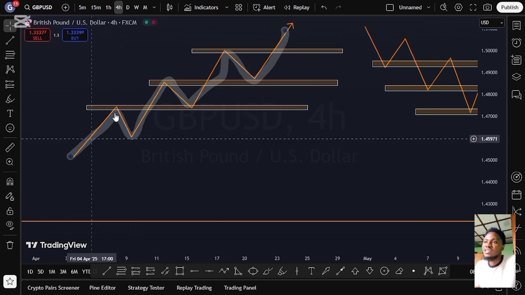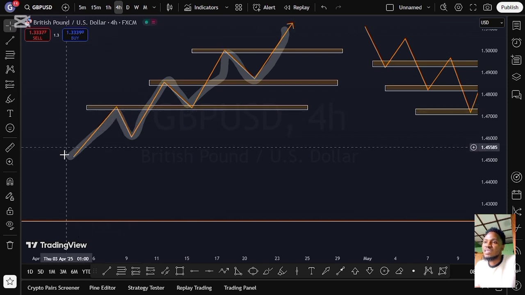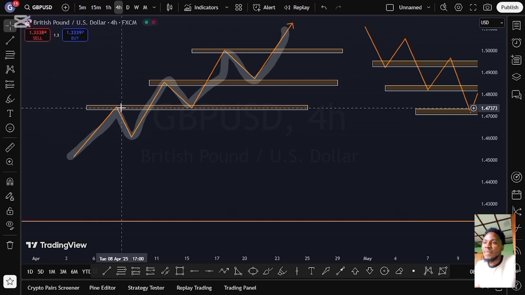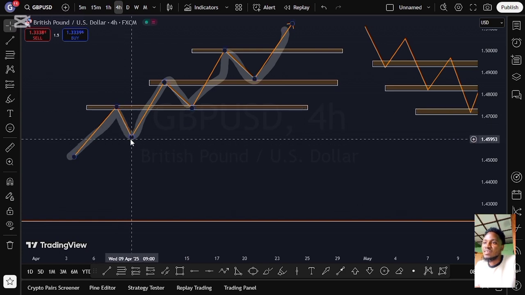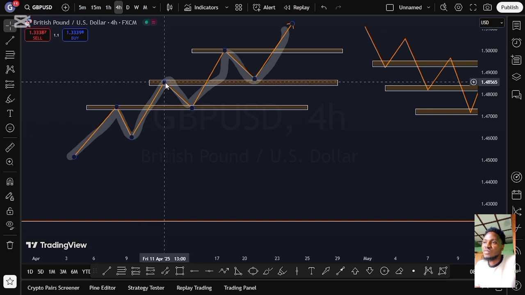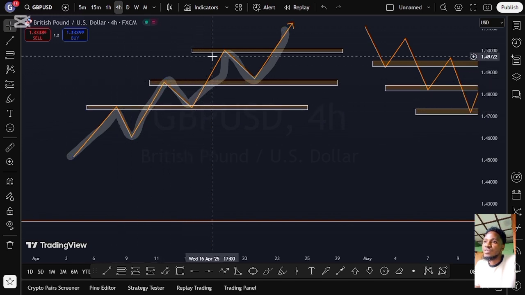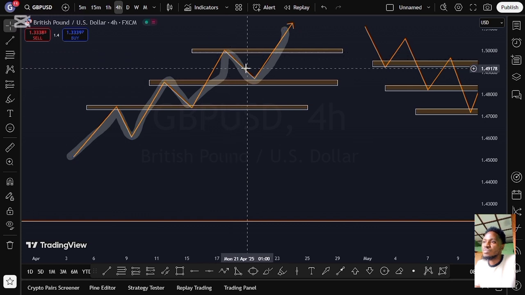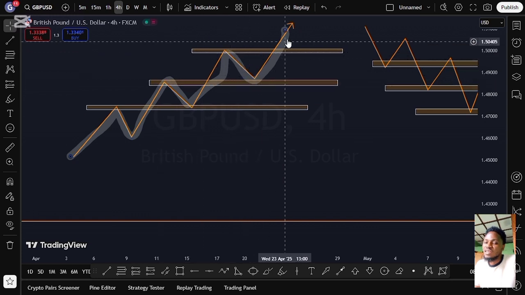In this case, it hit this level and was unable to break, probably profit taking and buyers stepping aside. Then it pulled back here. You can take the opportunity to buy from here. For the next impulsive move, we need to be patient for it to pull back and retest the previous broken structure, and we ride the next impulsive wave.